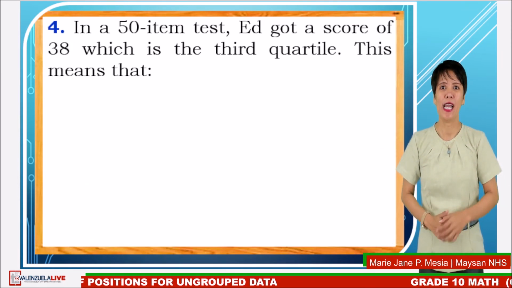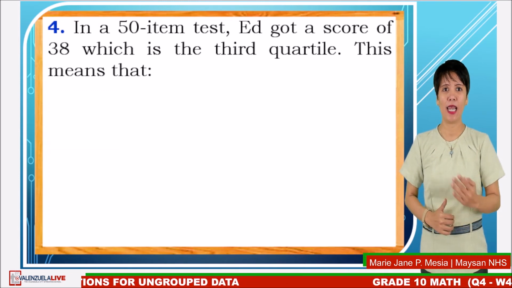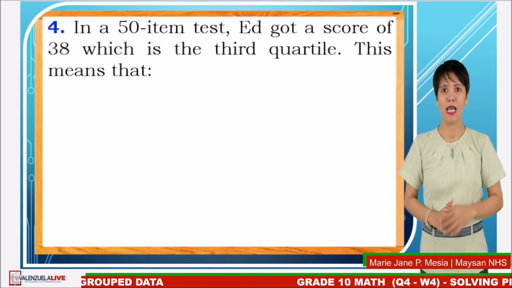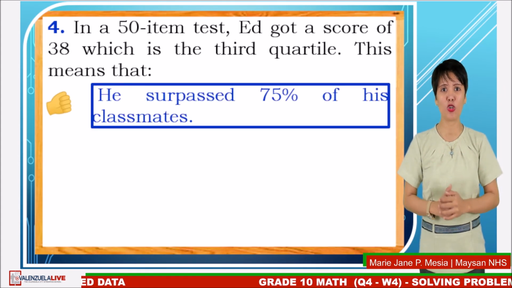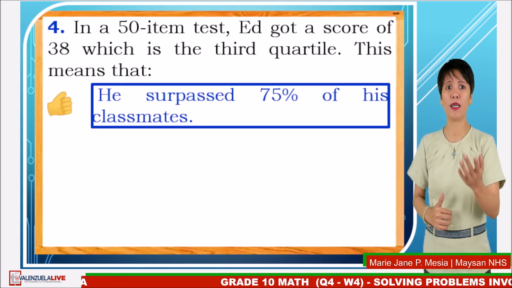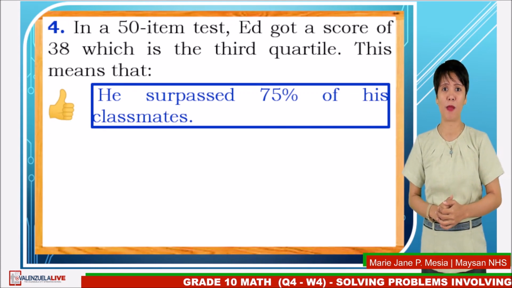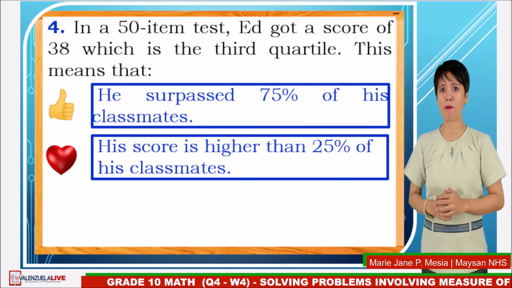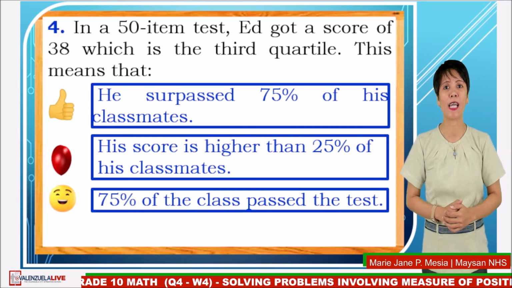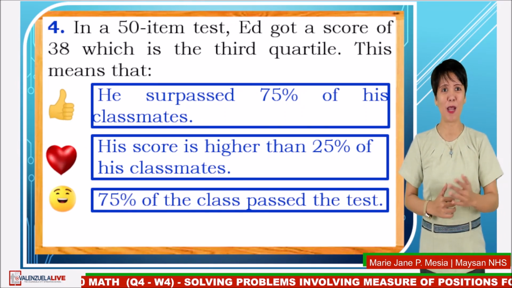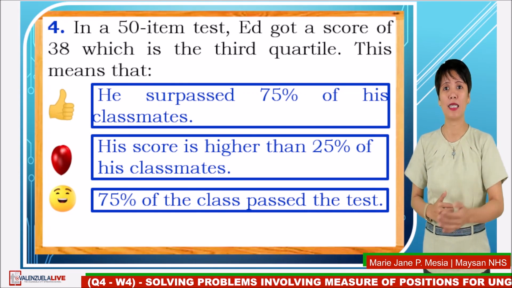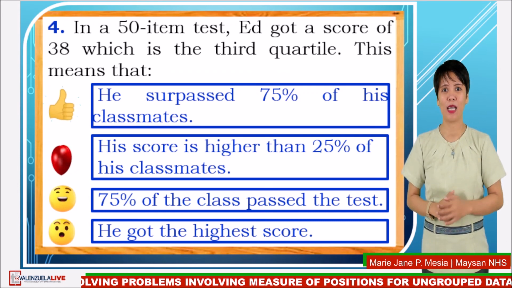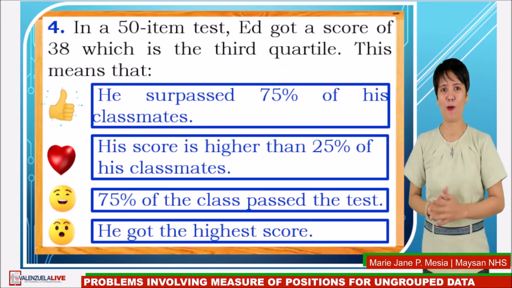Number 4. In a 50-item test, Ed got a score of 38, which is the third quartile. This means that in like emoji, he surpassed 75% of his classmates. In heart emoji, his score is higher than 25% of his classmates. In haha emoji, 75% of the class passed the test. In wow emoji, he got the highest score. Timer starts now.